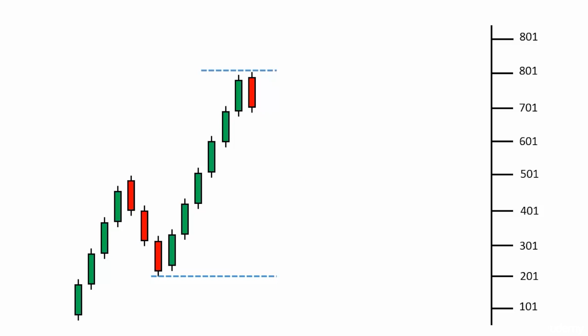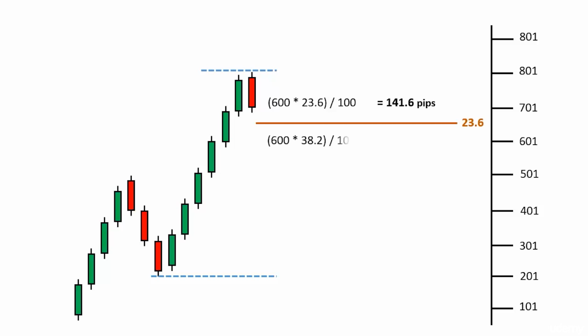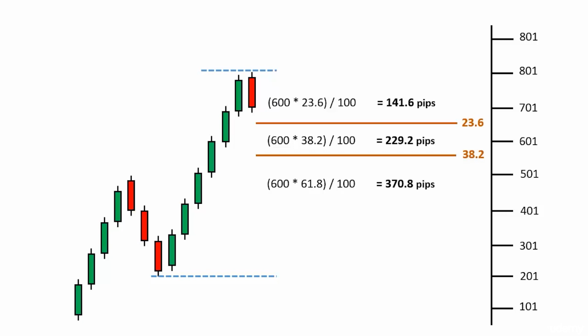For the first Fibonacci retracement level, which is 23.6, multiply 600 by 23.6 and then divide that by 100. If we do that, we will have 141.6 as the quotient. That means the 23.6 retracement of 600 pips is 141.6 pips. So we draw the 23.6 Fibonacci level at 141.6 pips from the top. By using the same method, we get the rest of the two levels, where the 38.2 Fibonacci retracement level is placed at 229.2 pips from the top, and the third Fibonacci retracement level, which is 61.8, is placed at 370.8 pips from the top.